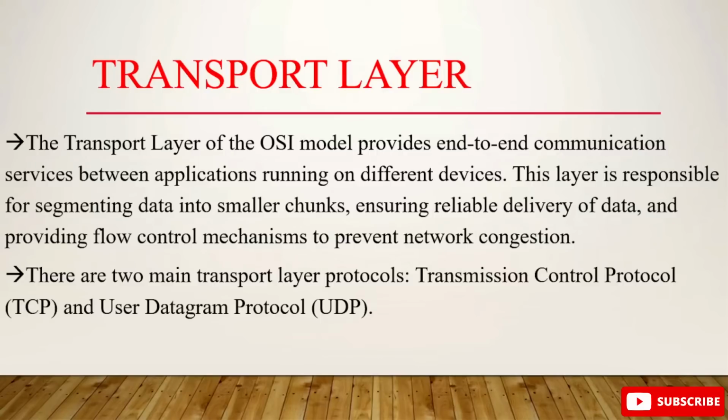The transport layer of the OSI model provides end-to-end communication services between applications running on different devices. This layer is responsible for segmenting data into smaller chunks, ensuring reliable delivery of data, and providing a flow control mechanism to prevent network congestion. There are two main transport layer protocols: Transmission Control Protocol and User Datagram Protocol.